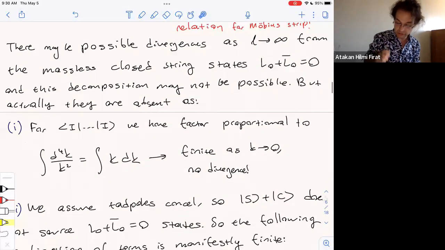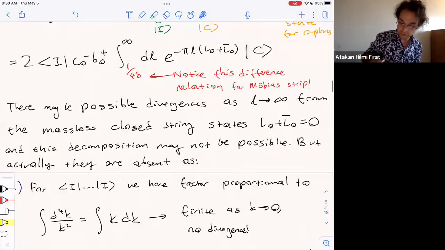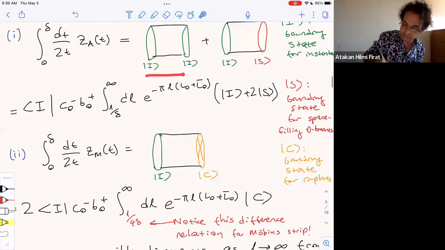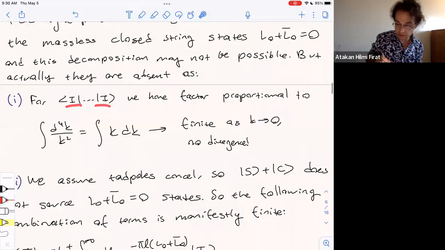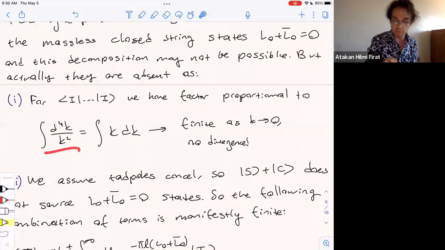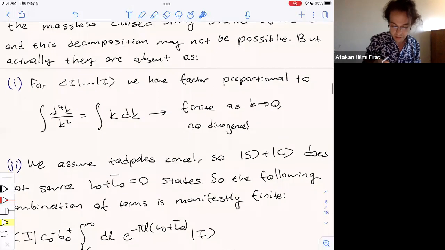Here's why they're absent. First of all, I consider instanton to instanton, which is this diagram right there. Since this is the instanton, its boundary state contains some momentum factors with 1/k² coming from the closed string propagation. And if you now do this integral, you will see that it's actually finite as k goes to 0, where there's a long propagation. So there's no divergence from here.